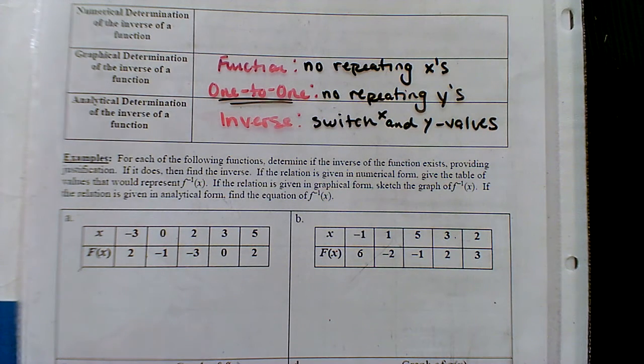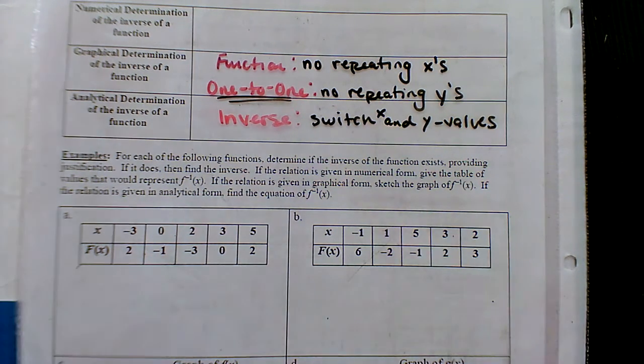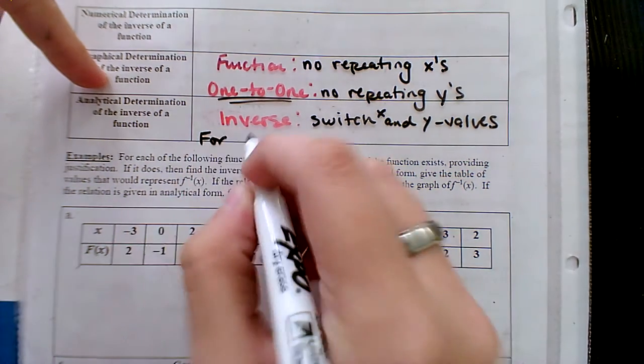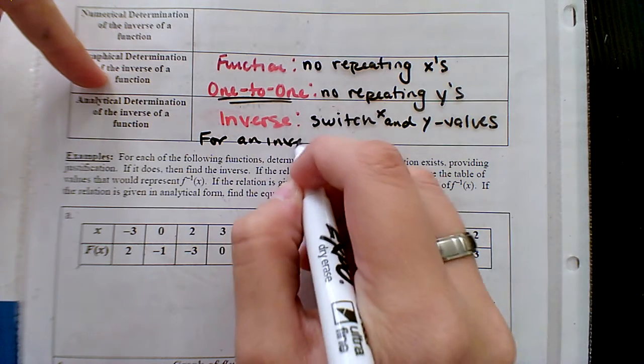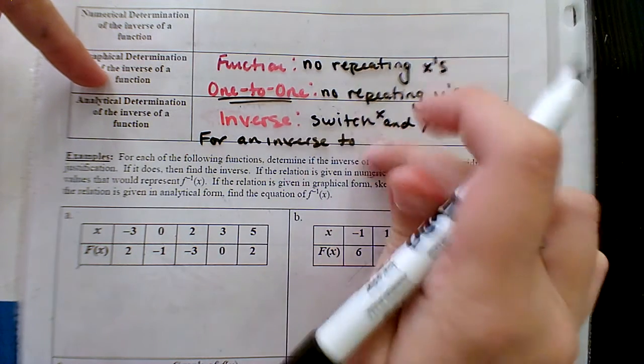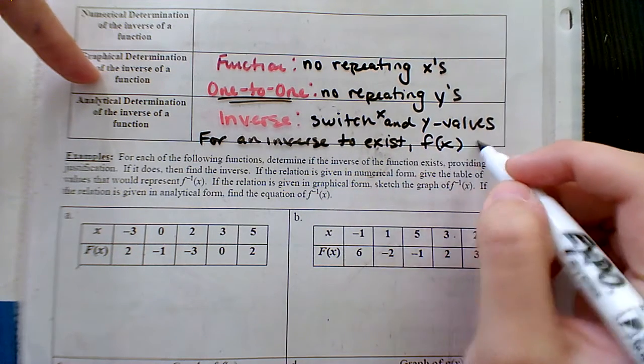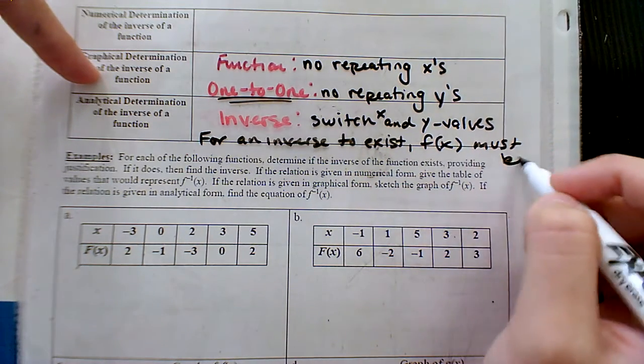So we're going to focus on that idea today. We're going to determine when an inverse exists, when it does not, and if it does exist, we're actually going to find it. We're actually going to switch the x and y values. So big idea, for an inverse to exist, f of x must be one-to-one.